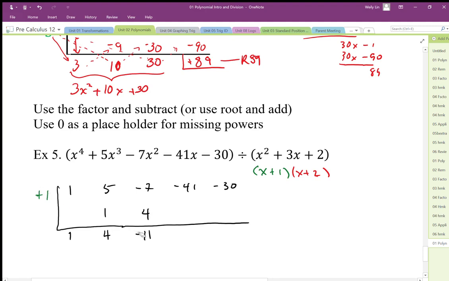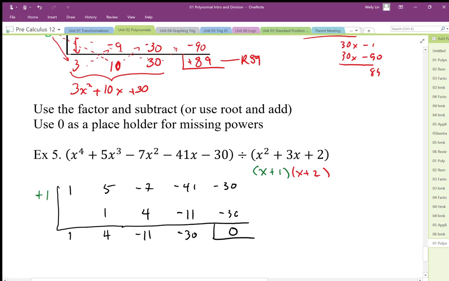1 times negative 11 is negative 11. I subtract, I'm going to get negative 30. 1 times negative 30 gives me the negative 30 here. And then this gives me my remainder of 0. Now, when I divide by x plus 1, I'm left with a cubic function, which is x cubed plus 4x squared minus 11x minus 30.